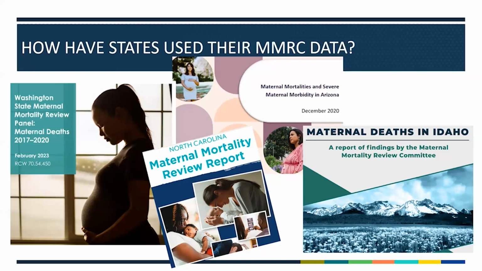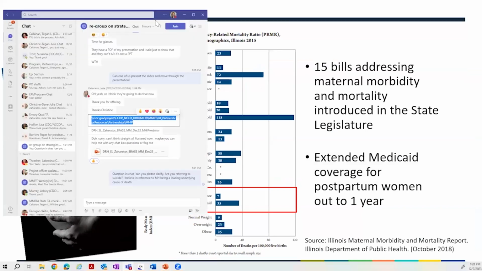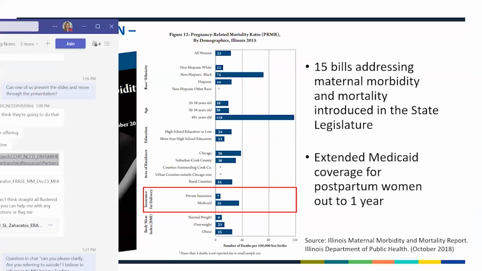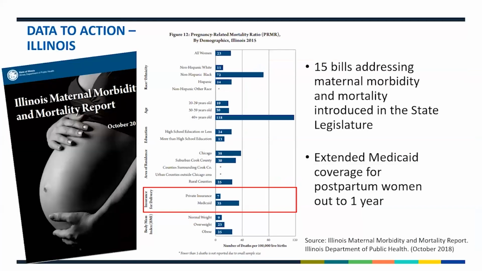Let's go to slide 27. In Illinois, they put out a report, and what followed the report was the legislature introducing 15 bills addressing maternal morbidity and mortality. And one of those bills that passed led to Illinois being the first state to extend Medicaid coverage for a full year postpartum. Several other states and MMRCs have followed suit in these types of recommendations, and the last I saw, 36 states and Washington, D.C. are now extending postpartum Medicaid.